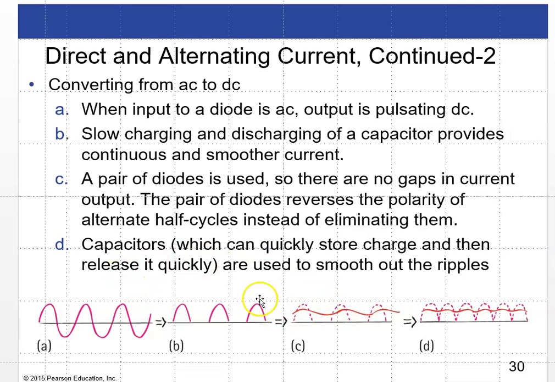Then they put capacitors in here. Capacitors will store charge and then release it. And this is used to smooth out the ripples. It's called filtering. The better you filter this, the more like a DC it becomes.